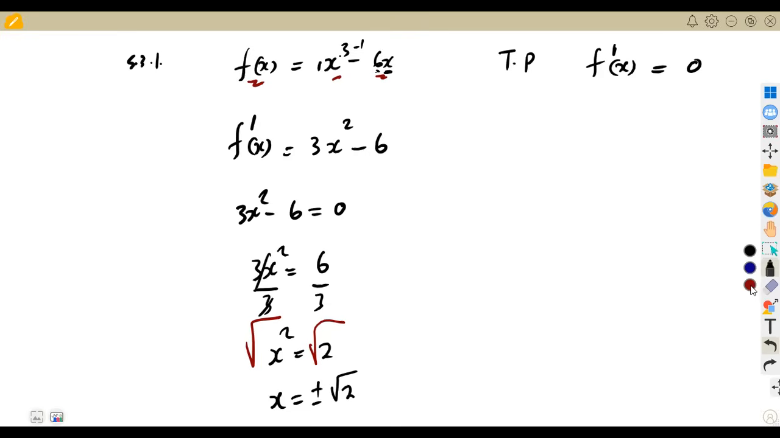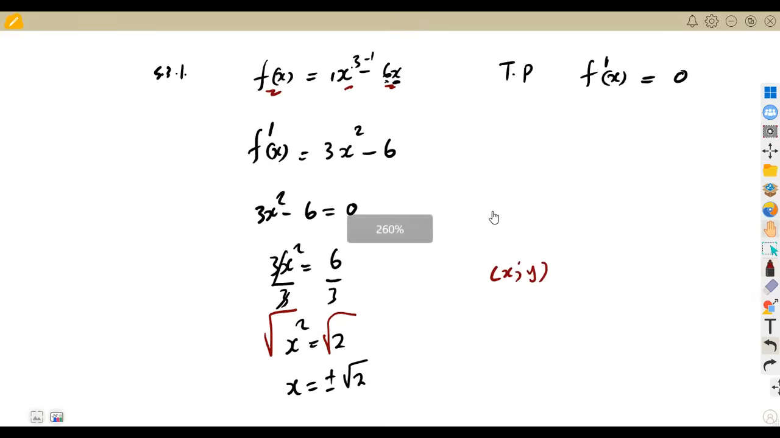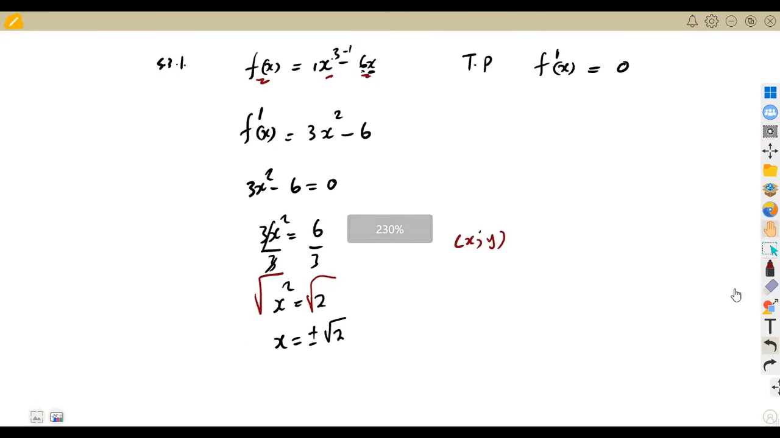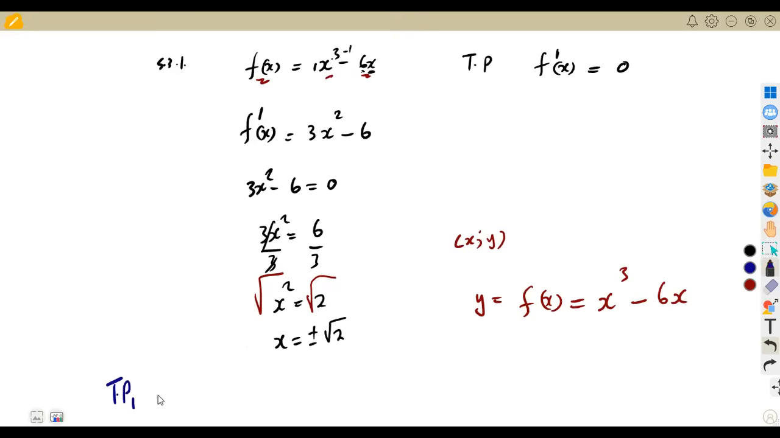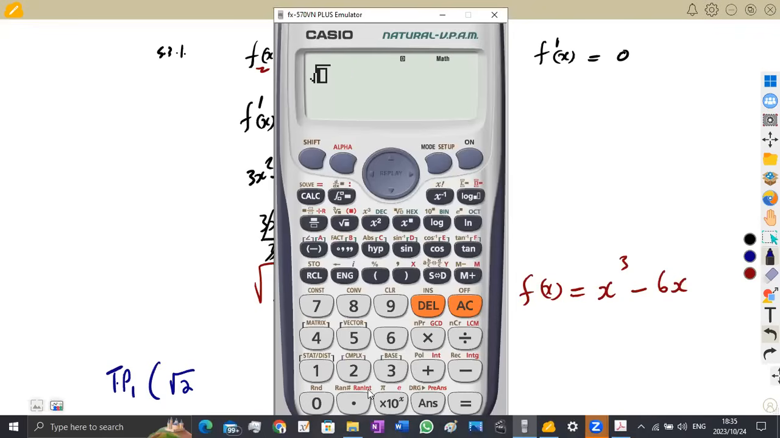So these are turning points, and if we are talking about turning points, we must have the value of x and the corresponding value of y. In order to get the value of y, we substitute into the original equation. Remember, y is equal to f of x, so y is equal to x cubed minus 6x. You can even write x as a decimal. Let me bring up the calculator to see the square root of 2. The square root of 2 is the same as 1,414. You can write it as a decimal if you want, or you can just substitute as it is.